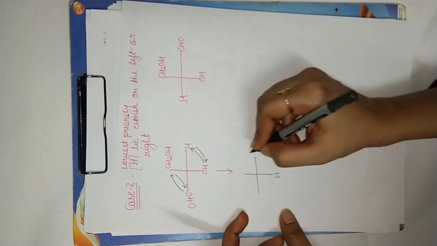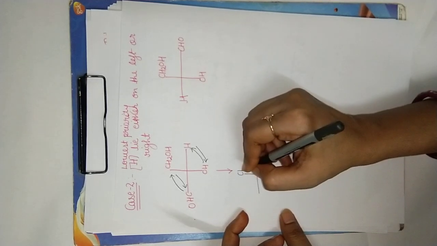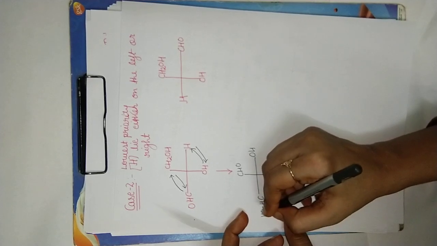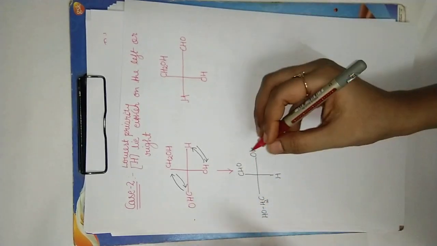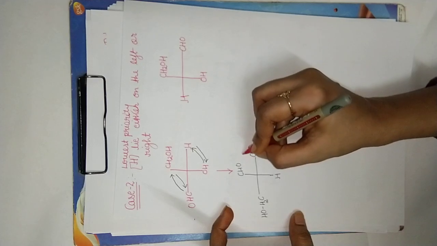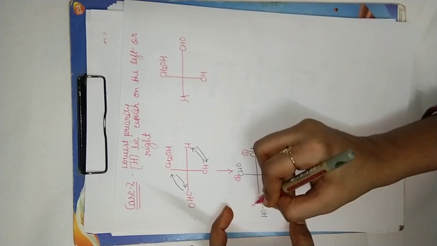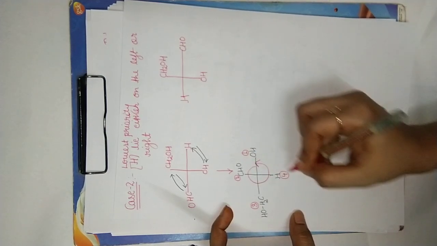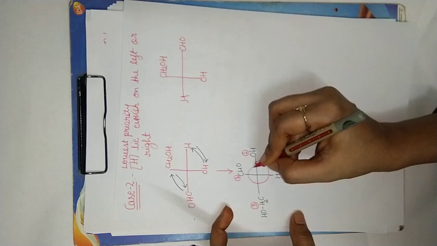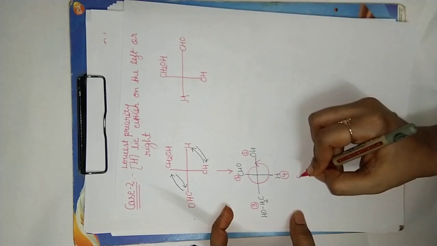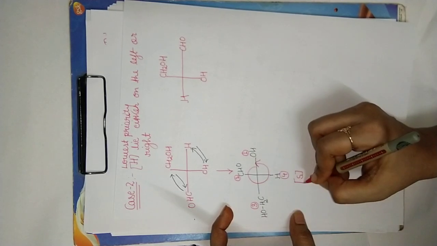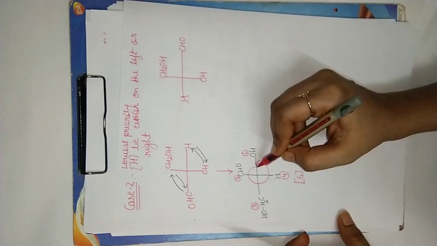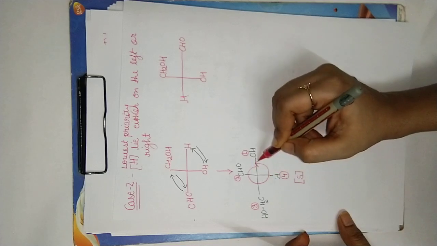H here, OH, CHO, CH2OH, and give the priority sequence rule. First priority, second priority, third priority, fourth priority, and 1, 2, 3, 4. This is the S nomenclature. Okay students, this is the S nomenclature. This is the anti-clockwise direction.